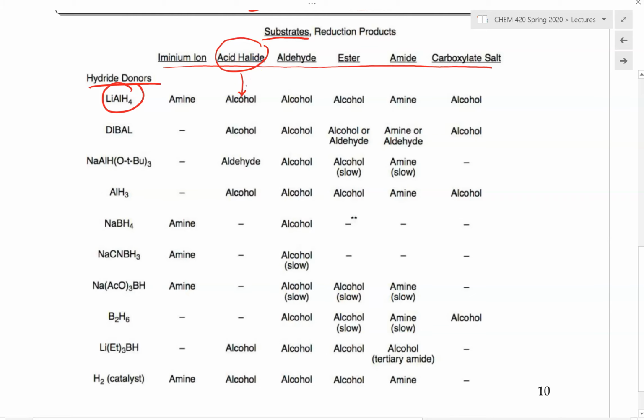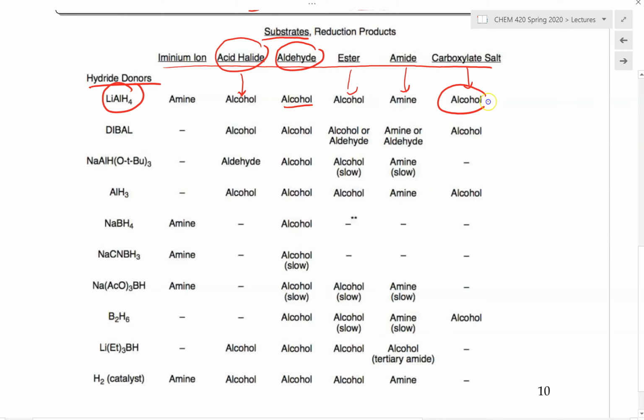And similarly, if we were to take our aldehyde substrate and react this with LiAlH4, it will be reduced to the alcohol. The ester can be reduced to the alcohol, the amide can be reduced to the amine, and the carboxylic acid or the carboxylate salt can be reduced into the alcohol.